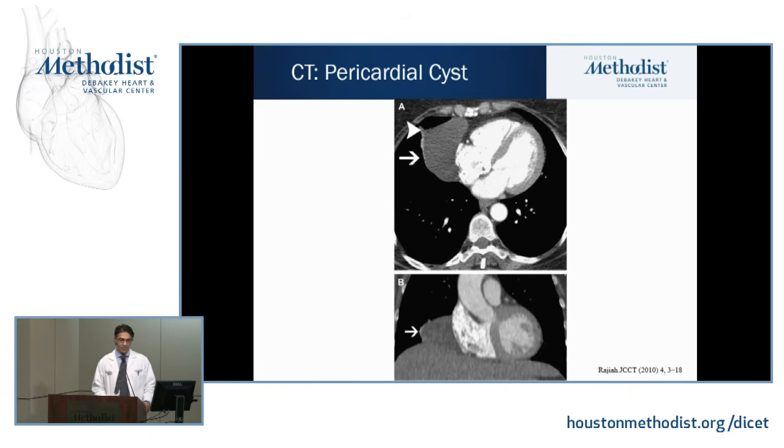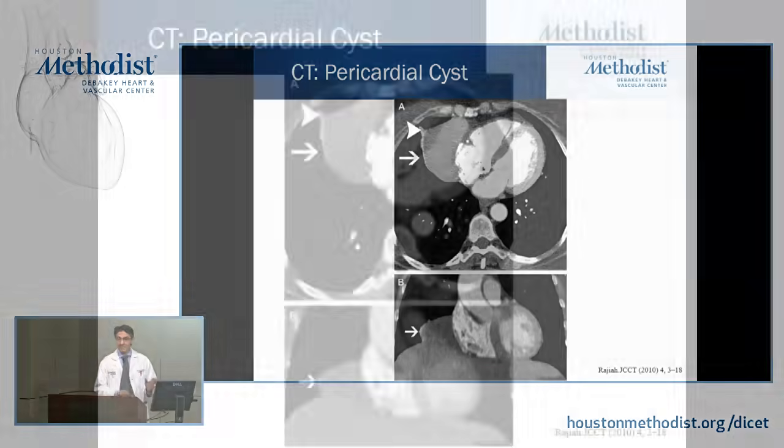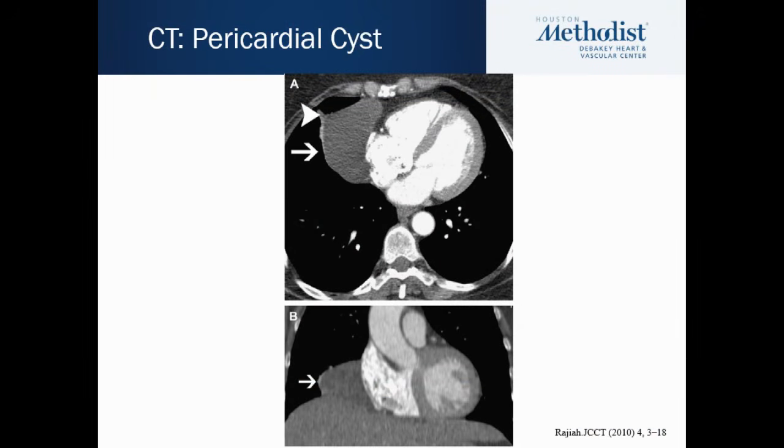Here's an example of a pericardial cyst with CT. Notice, again, tissue intensity between the myocardium and muscle, and the fluid, it just has a narrower range of discriminating. But if you were to check a Hounsfield unit here, it would be closer to water.